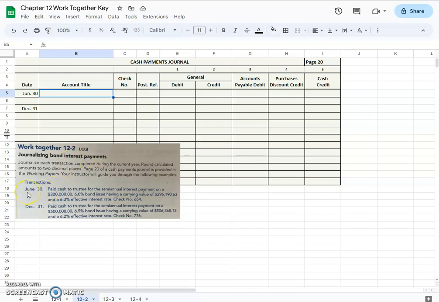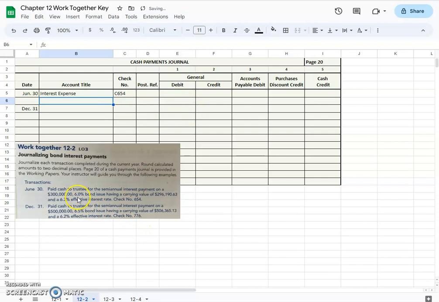Okay, so on June 30th, we paid cash to a trustee for the semi-annual interest payment on a $300,000 6% bond issue having a carrying value of $296,190.63 and a 6.3% effective interest rate. Check number 654. So the check number is pretty easy, right? 654. But then, how much is our interest expense?